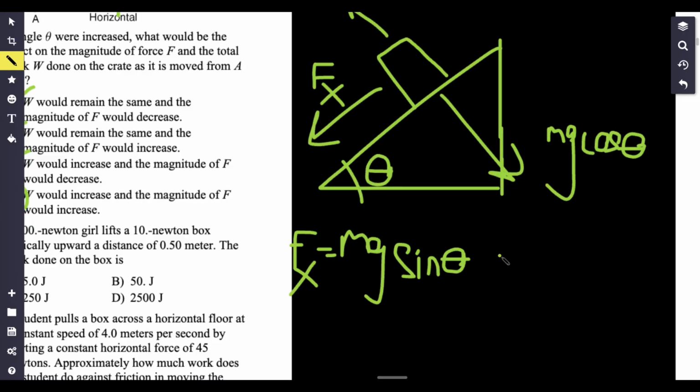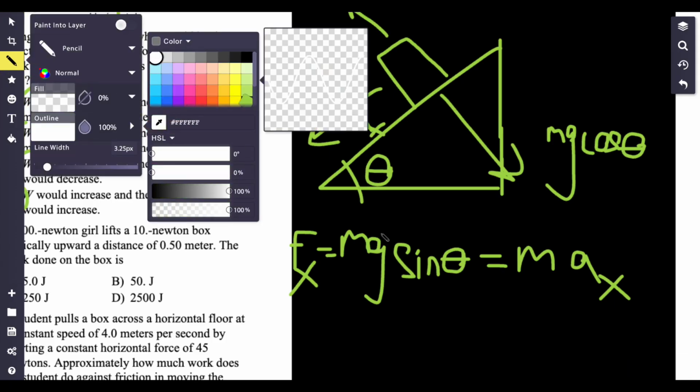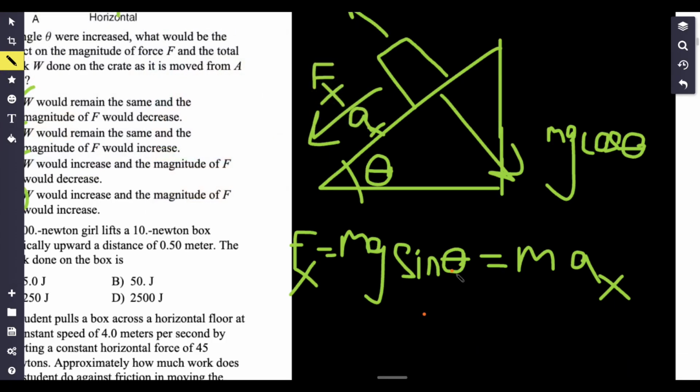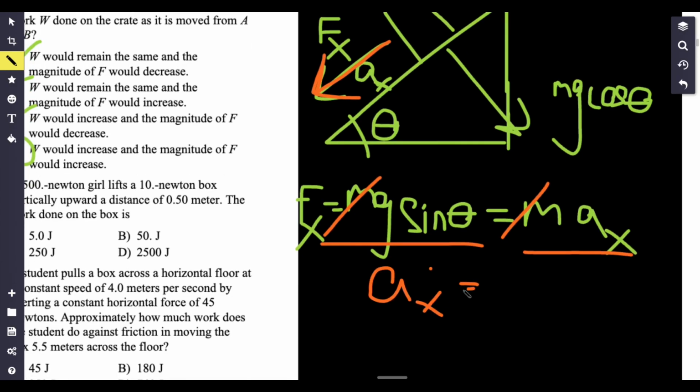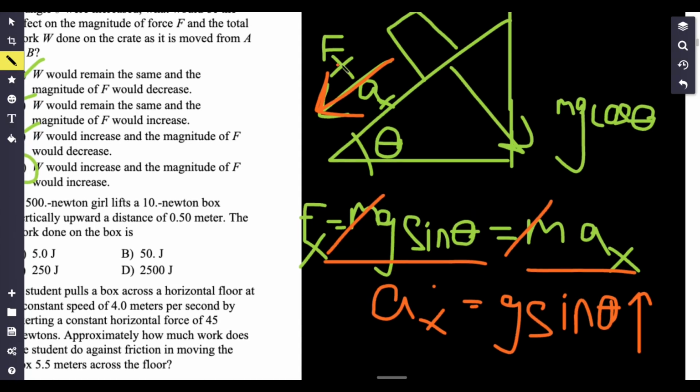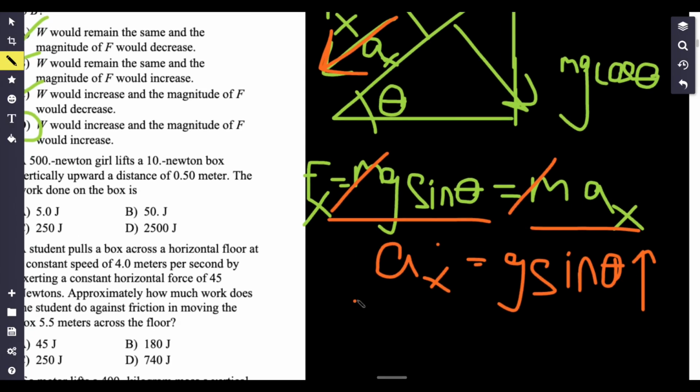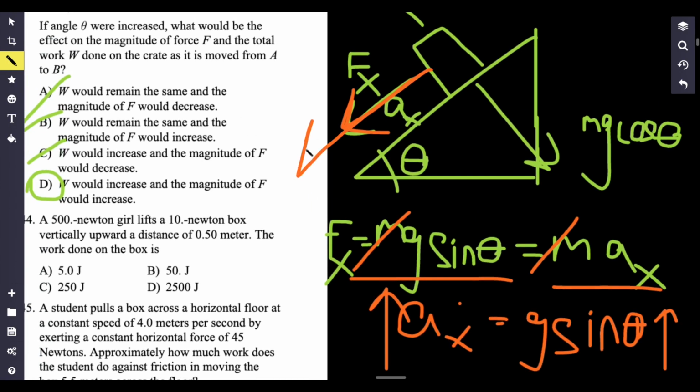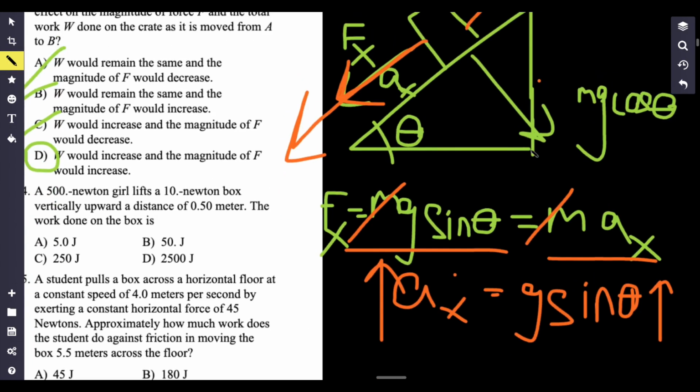Now, what is force also equal to? Force is also equal to mass times acceleration, and I'll say acceleration in the x direction. So mg sine theta is equal to mass times the acceleration in the x direction. The masses cancel out, so the acceleration in the x direction is only dependent on the angle the object is on. As the angle increases, sine theta increases, so the object accelerates more downwards, meaning you're going to need more force to move that object upwards. The angle is bigger.